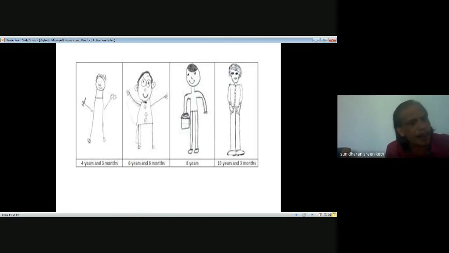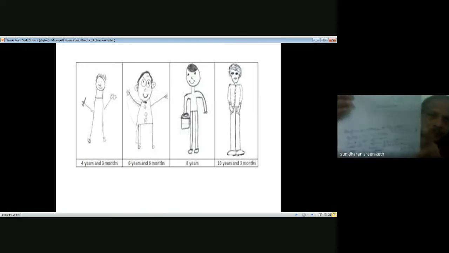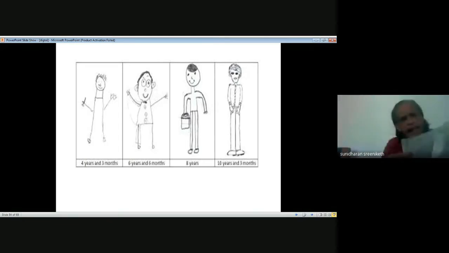Now this is the picture. Can you see? I don't know whether you can see or not. This is the picture of drawings by some children. This is the picture drawn in hospital. Okay, this is another picture. Can you see it?